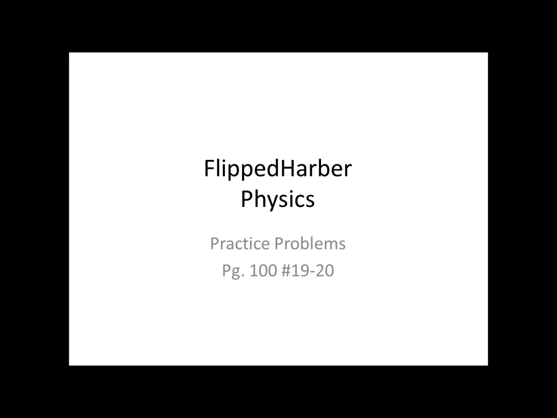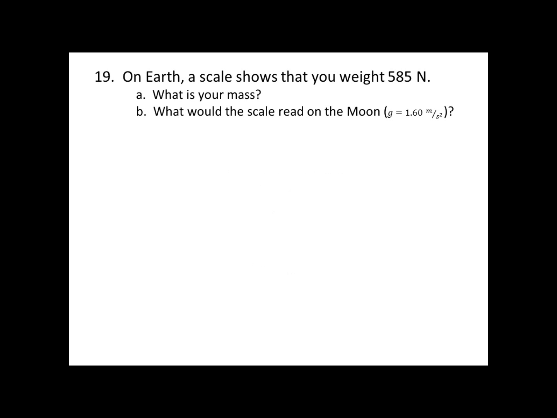In this video we're going to talk about the practice problems on page 100, numbers 19 through 20. Number 19. On Earth, a scale shows that you weigh 585 newtons. They want to know what is your mass and what would the scale read on the moon, where g is only equal to 1.60 meters per second squared.